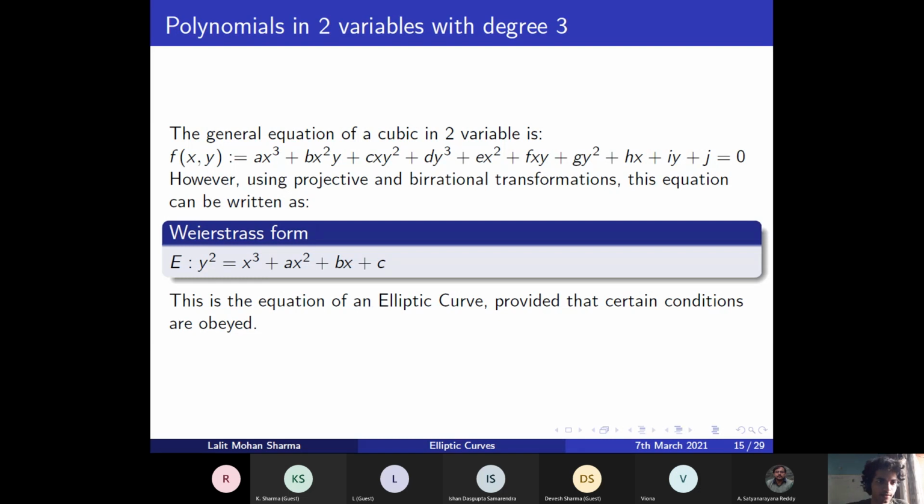Okay. So I will be describing what the conditions are in a second, but just remember it like this: y square is just a cubic in x, where the leading coefficient is 1.